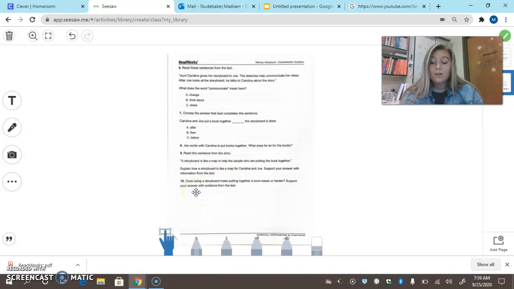And 10. Does using a storyboard make putting together a book easier or harder? Support your answer with evidence from the text.